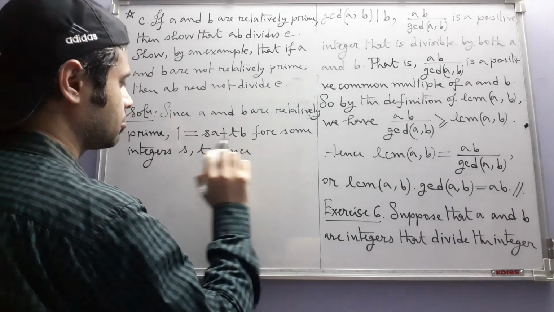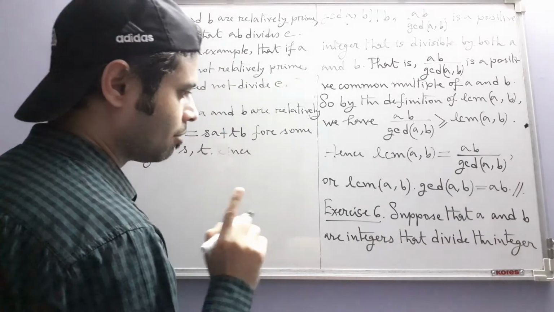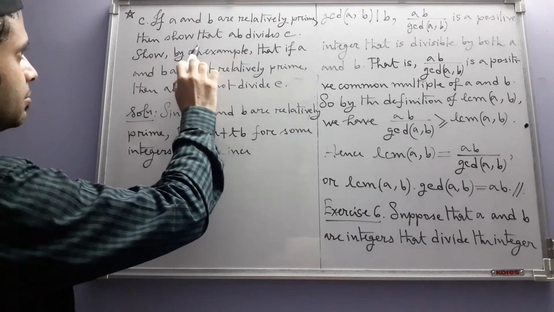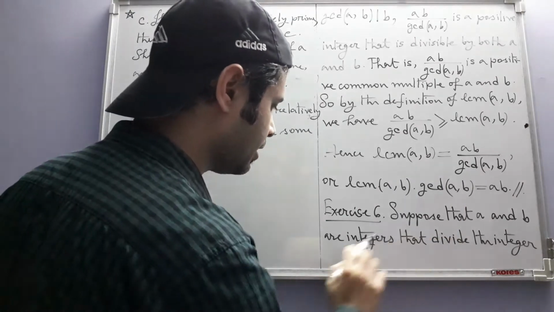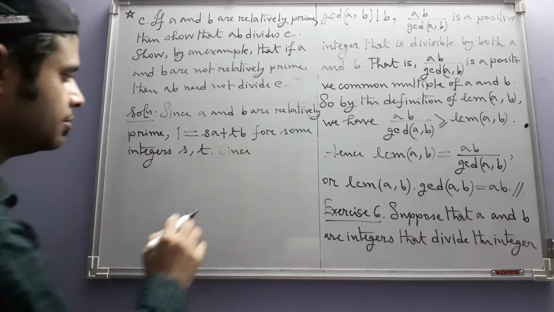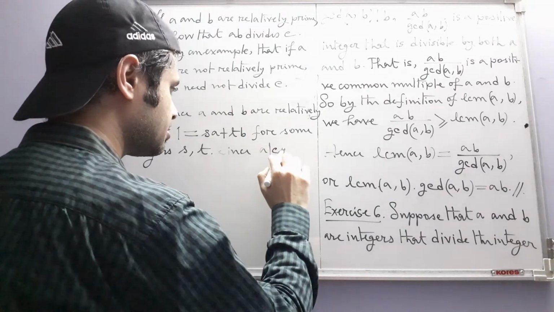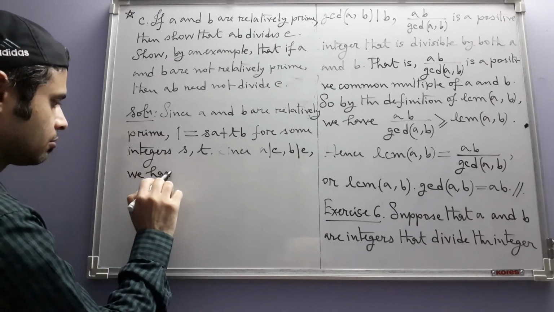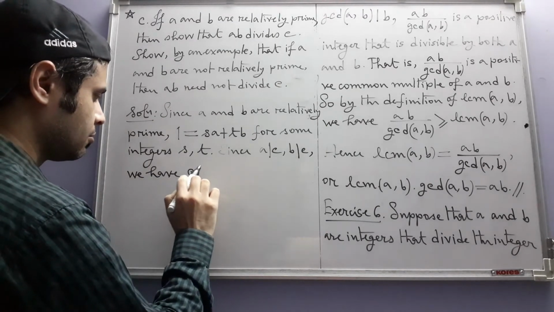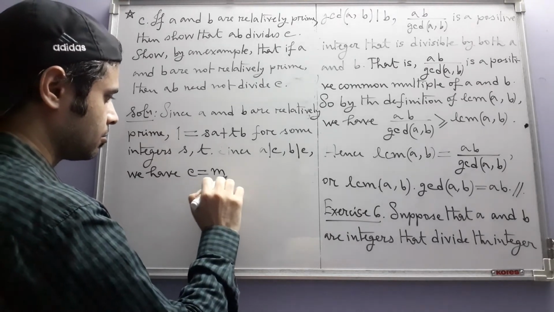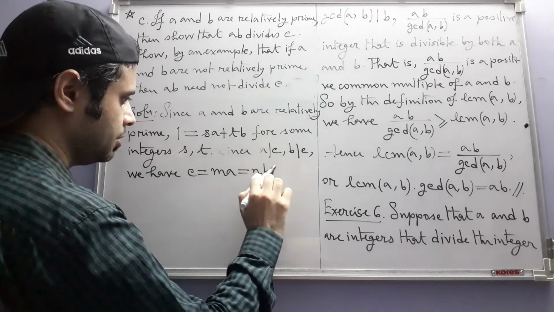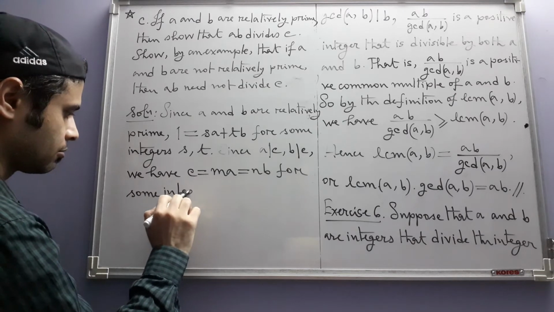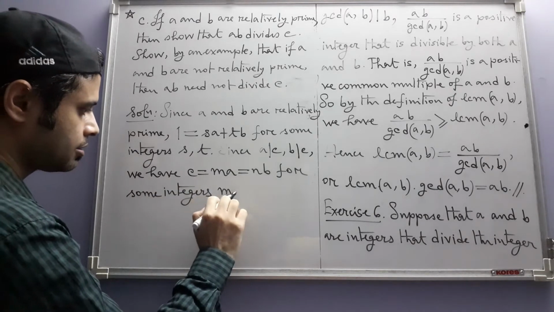So what are we given? Apart from the fact that A and B are relatively prime, we are also given that A and B both divide C. Since A divides C and B divides C, we have C equal to MA equal to NB for some integers M and N.